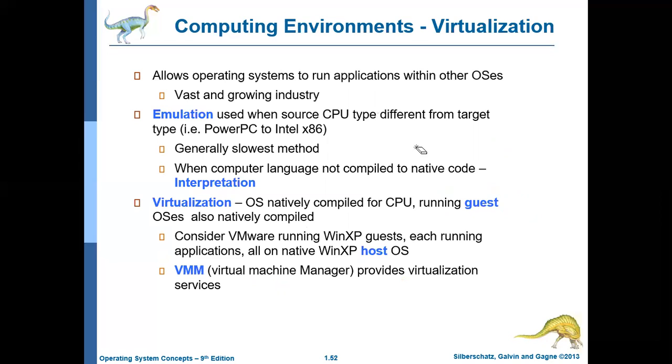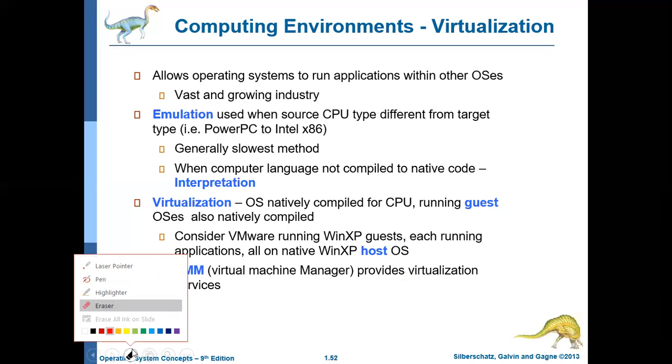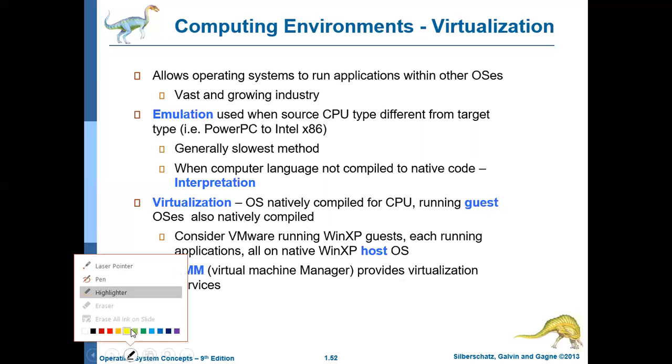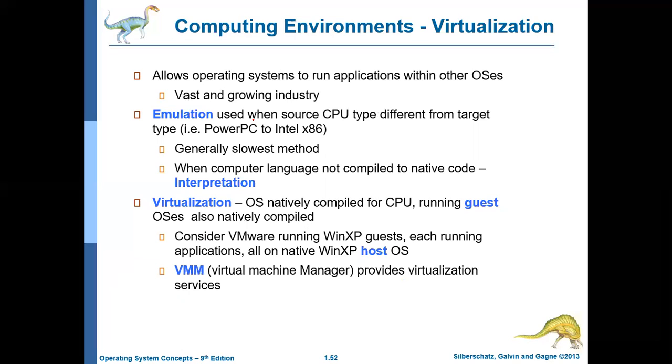The next is virtualization. Virtualization allows operating systems to run applications within another operating system. That is, one operating system can run another operating system. That concept is called virtualization. For example, a Windows operating system can run a Linux operating system. If a Linux operating system runs a Windows operating system, that is also virtualization. This is how we define virtualization.